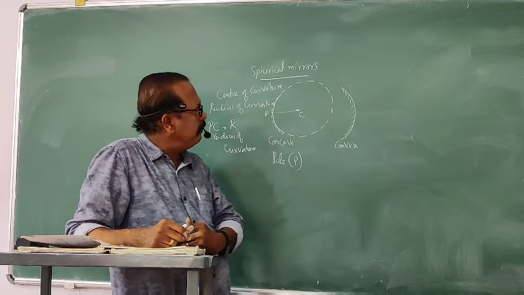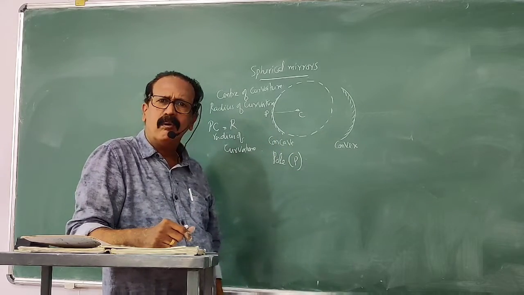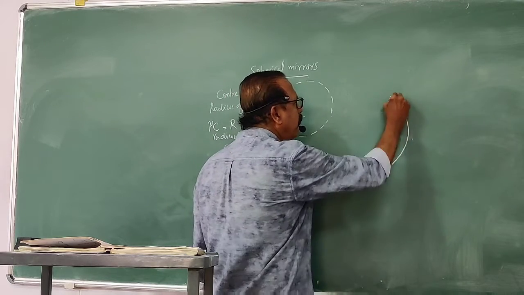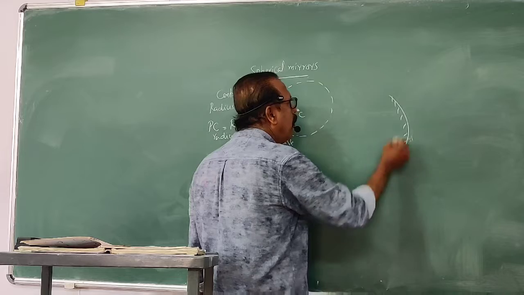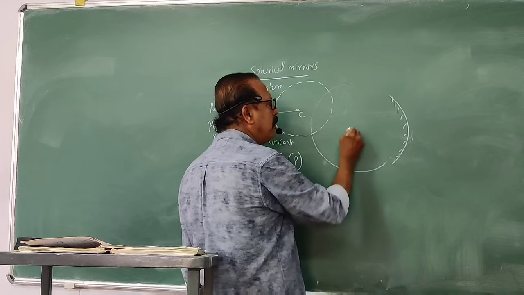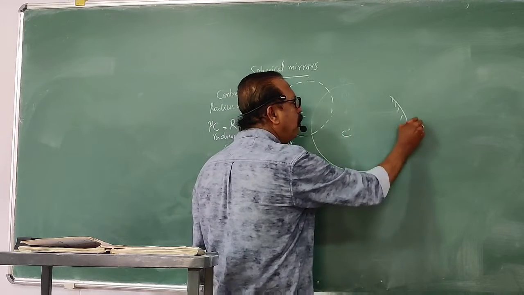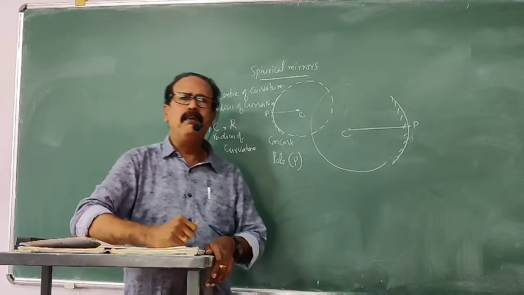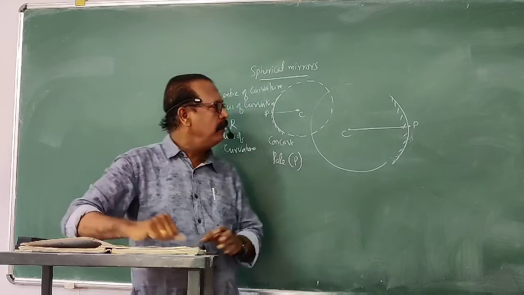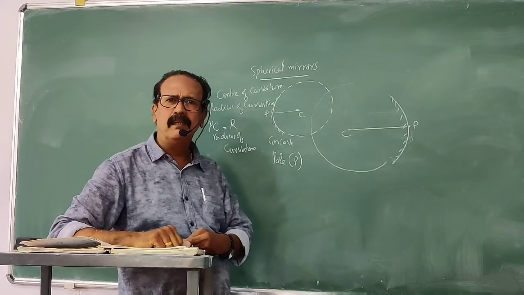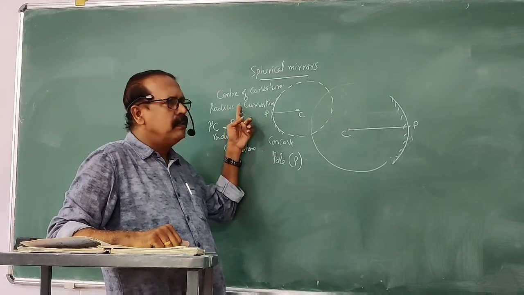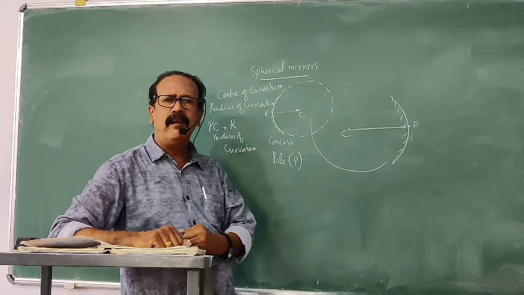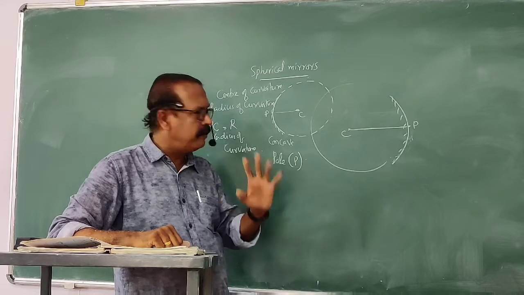It's the radius of the sphere. It's true for convex also. For a convex mirror also, the same thing is true. This is a convex mirror. The sphere, center of curvature, pole of the mirror, radius of curvature, everything is the same idea. Hope you understood the meaning of these terms: center of curvature, radius of curvature, pole of the mirror, and that the distance between pole and center of curvature is called the radius of curvature, and so on.